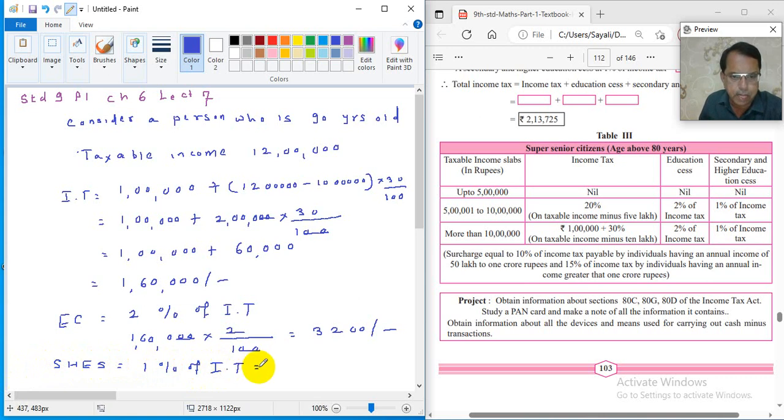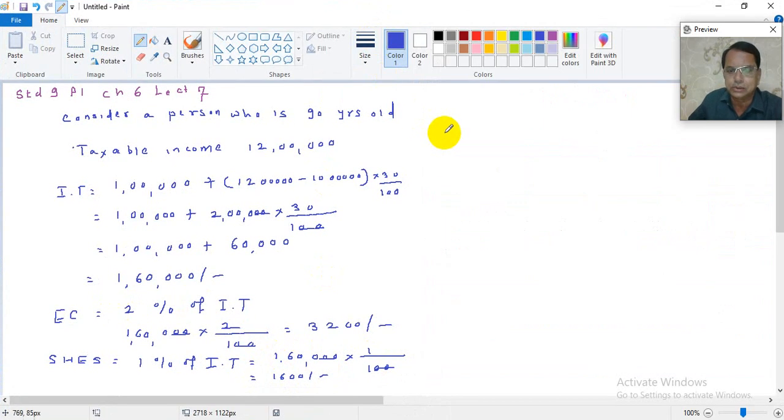So income tax is 1,60,000. 1% of that, that is 1/100, so these two zeros are gone: 1600. So the answer is 1600 rupees. So what is the total tax that he has to pay?